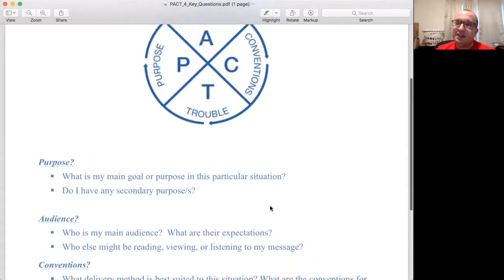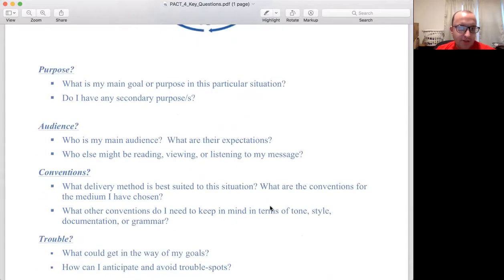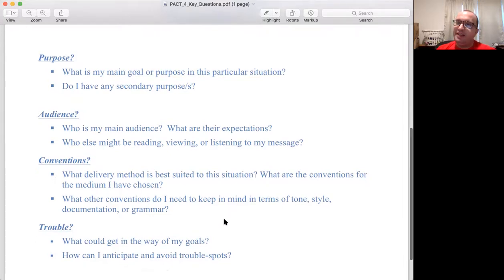Conventions is the next part of this. What delivery method is best suited to the situation? What are the conventions for the medium I've chosen? What other conventions do I need to keep in mind in terms of tone, style, documentation, or grammar? Again, this depends on what type of circumstance you're in. If you're doing a personal narrative in English 101, the convention would be to use the first person point of view, right? Because you're talking about yourself.